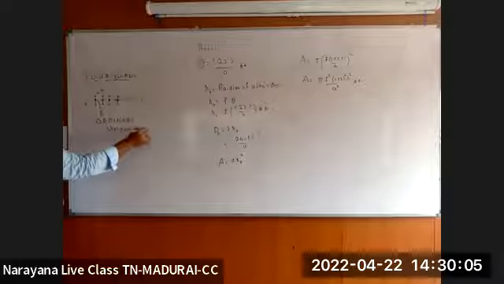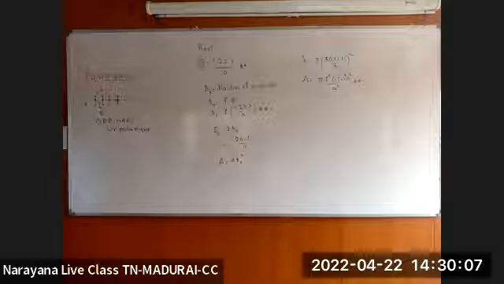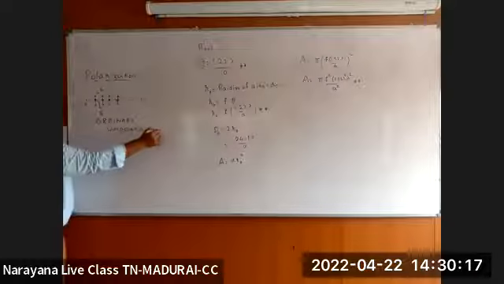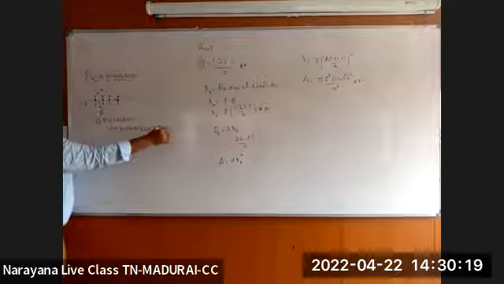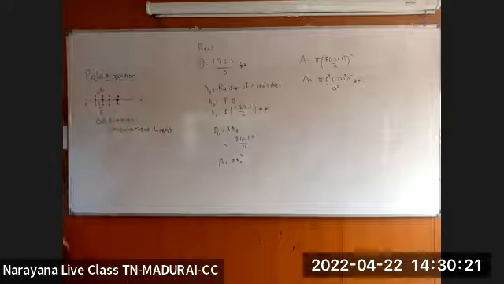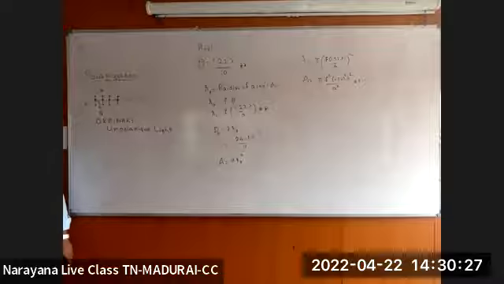Polarized means you have to remove any one of the oscillations. Polarized means you have to permit only one of the oscillations. So that's why this is called unpolarized light. That's why this light has twice the energy. That's why it is very harmful.